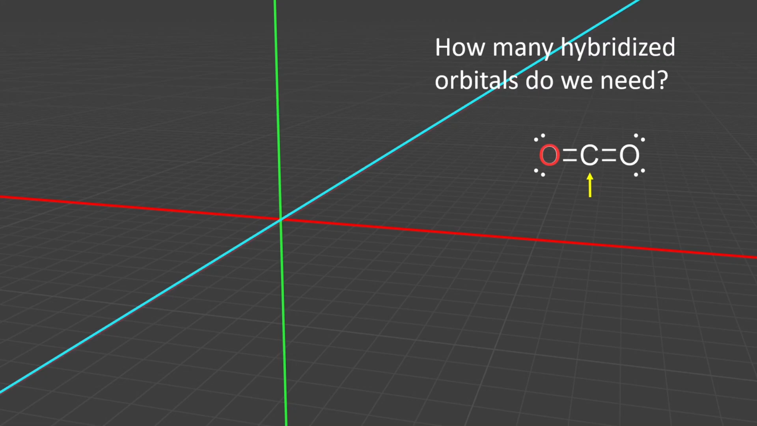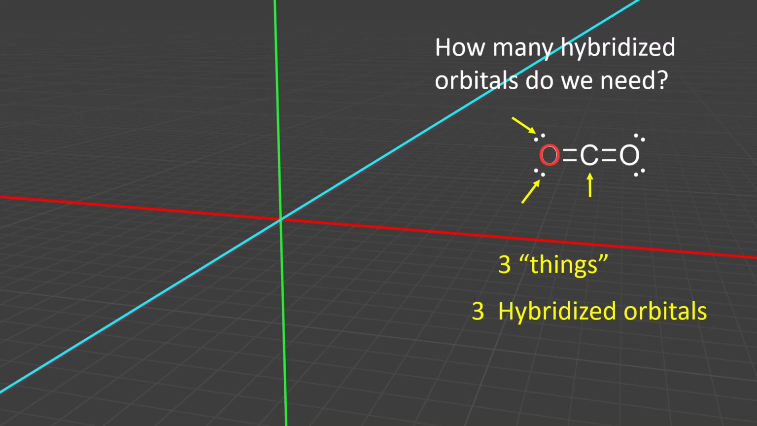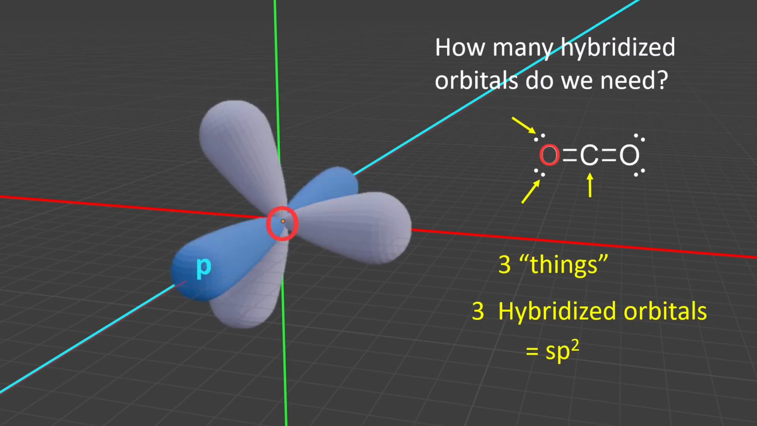So that's one. The oxygen also has two lone pairs. That's 2, 3. There are three things around the oxygen. It will hybridize 3 orbitals into sp2 and leave a p orbital like this. The two lone pairs of the oxygen we will put into 2 of the hybridized orbitals, and then the last hybridized orbital is where it's going to connect to the carbon, just like in the Lewis structure.